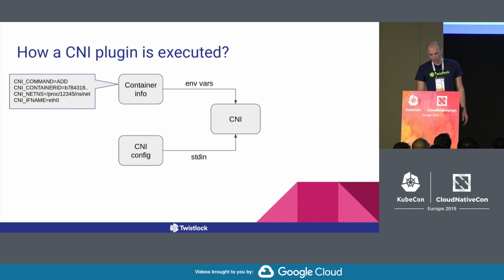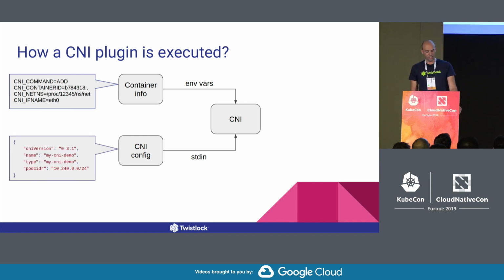The second piece of information is the CNI config, which is essentially all the content of the CNI config file that we chose with all the fields that we chose to embed in it. And it is received via the standard input.